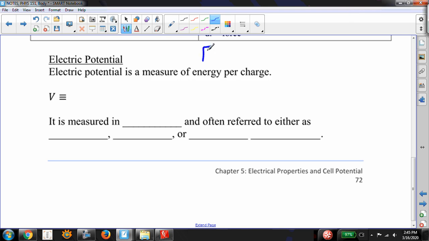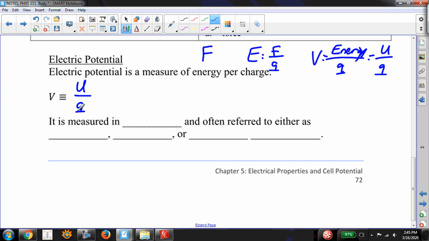So we're going from forces. Electric fields are force per unit charge, and then electric potential is energy per unit charge, or U over Q. That is the basic definitions of these three. So V is defined as U divided by Q. That's what the three little lines mean: it means that it's defined as. And so the units of this are going to be the volt. And 1 volt is equal to 1 joule per coulomb. This is measured in volts.